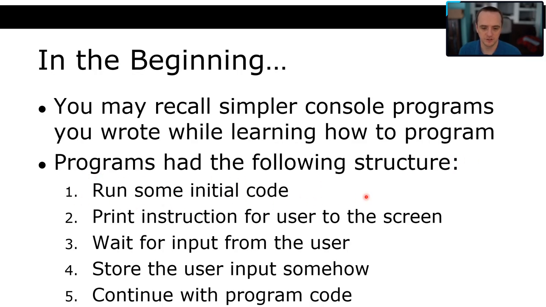Those programs typically had the following structure. First, you're going to run some initial code, right? You've got your main method, and something is going to happen when you run it. And then if the program is interactive at all, you're going to print the instructions for the user to the screen. So this may say, enter a distance in feet, or please make a selection from the menu, or enter your name. Just some way to get input from the user.